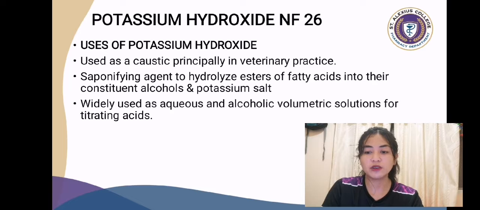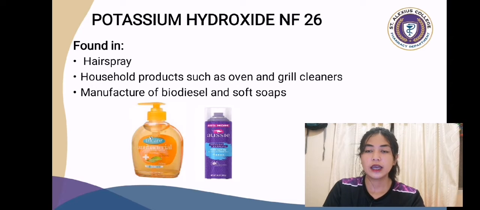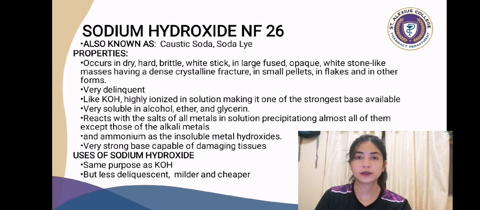It is also a saponifying agent to hydrolyze esters of fatty acids into their constituent alcohols and potassium salts. It is also widely used as an aqueous and alcoholic volumetric solution for titrating acids, and it enjoys widest use as a base or alkaline agent. It is usually found in hairspray and household products such as oven and grill cleaners. It is used in the manufacture of biodiesels and soft soaps.